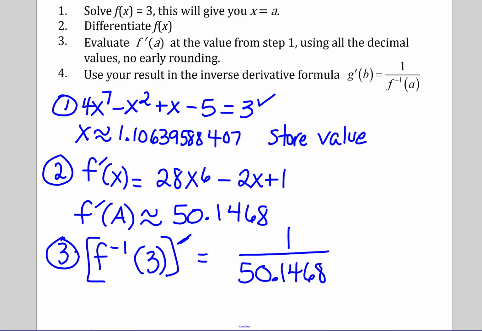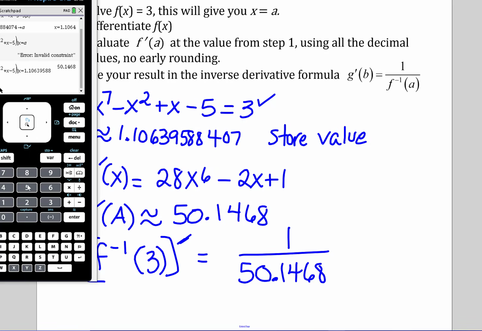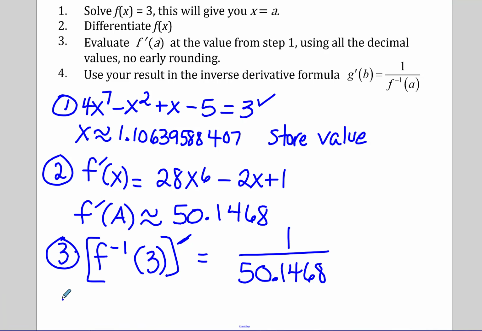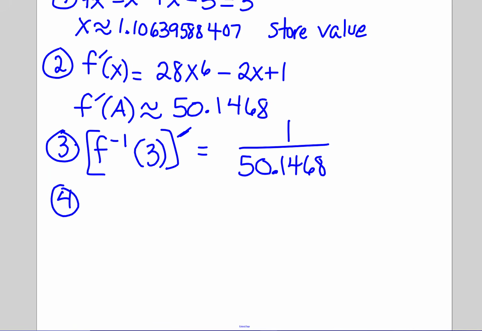So we can go back and calculate that. 1 divided by 50.1468. And that derivative is 0.19941. So like I said, when you get to the end, then you round your answers. Always have 5 or 6 digits behind the decimal.